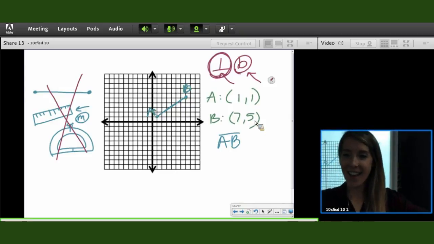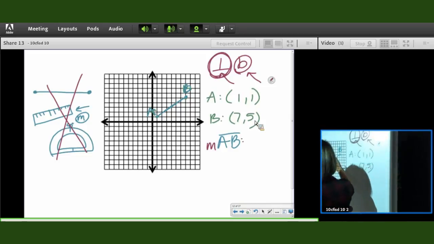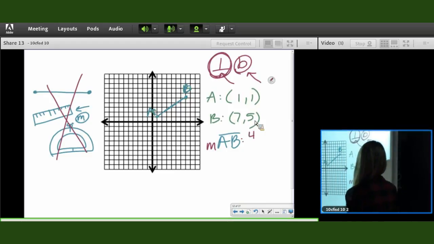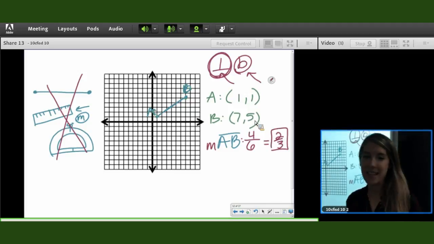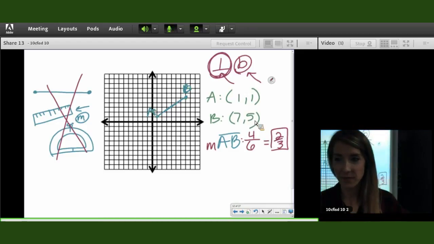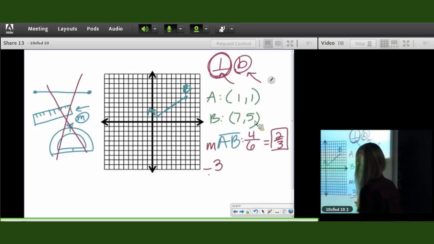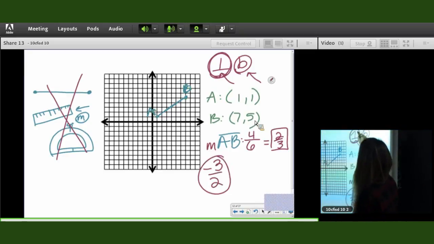Slope! Hallelujah! What is the slope of AB? Rise 1, 2, 3, 4. Run 1, 2, 3, 4, 5, 6. Rise 4, run 6. Oh my goodness, we made it. The slope of AB is 2/3. So what would the slope be of our perpendicular bisector? Good. Okay. That covers the perpendicular part.